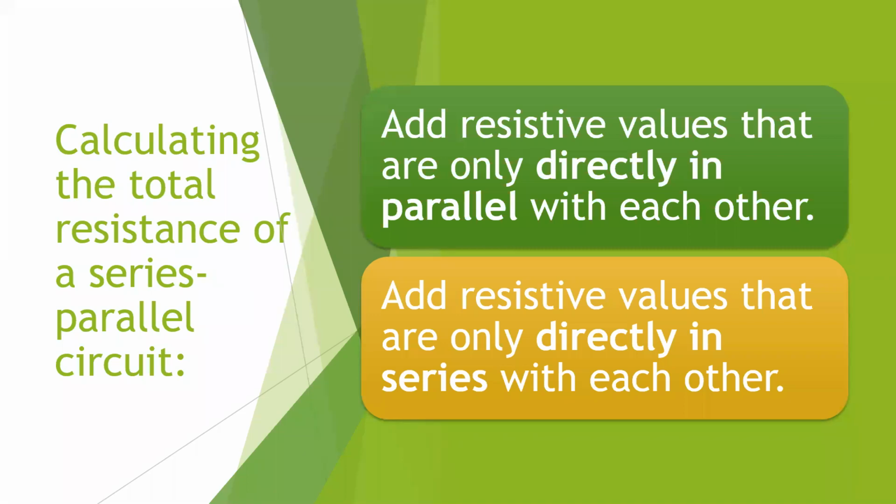When calculating the total resistance of a series parallel circuit, you have to add the resistive values that are only directly in parallel with each other. And then you add the values that are only directly in series with each other. The reason I have it laid out in these steps in this order is that if you try to do it any other way, mistakes are more likely to happen. So make sure that you add your parallel resistive values first with that total resistance formula for parallel, and then add your series values after to find a complete total resistive value, okay?